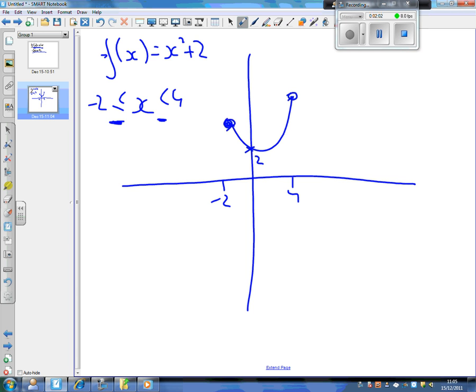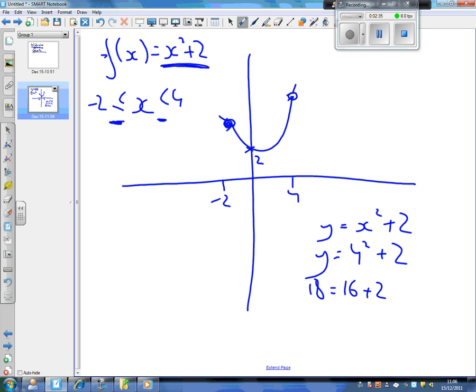So now what we've got to do is find the coordinates of this bit here and this bit here. To do that, all we need to do is translate it back into this equation. So we've got x squared plus 2. Now if we start off with 4, we do 4 squared plus 2 equals, well, we'll put y equals here. So now we know that 16 plus 2 equals 18. So this one here would be 4, 18. And that's how you'd work out the coordinates.